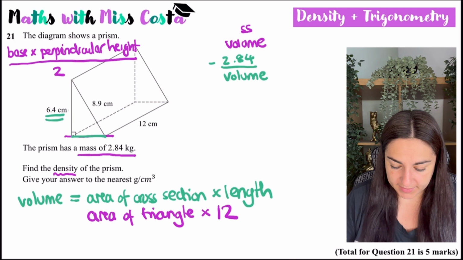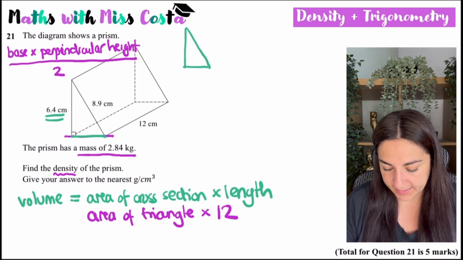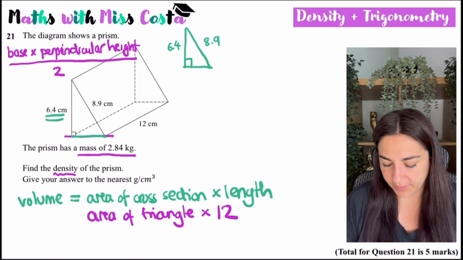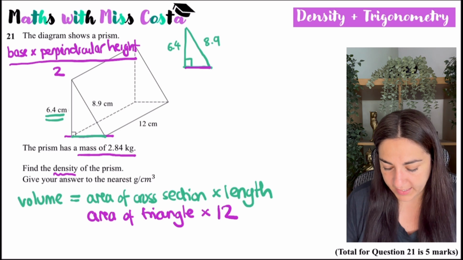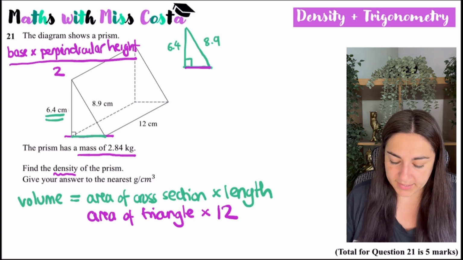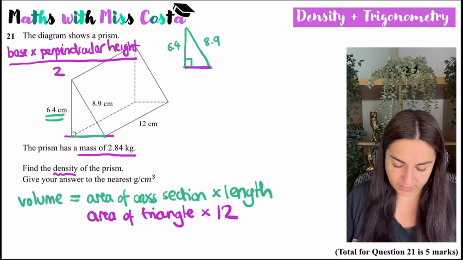So let's take this triangle separately and think about what we've been given. We know the height is 6.4. We know the slant height over here is 8.9, but what we really need is this base here in order to work out what the area is. So what I can do is, oh, I don't need to use trigonometry. I can just use Pythagoras for that.